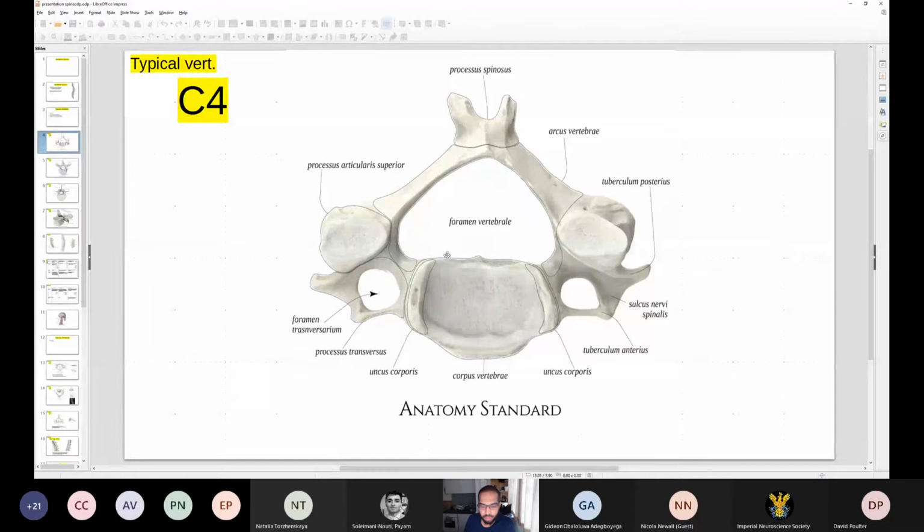Can you see the mouse cursor at all? Can you see the cursor moving? Yeah, we can see the cursor. Okay, perfect.